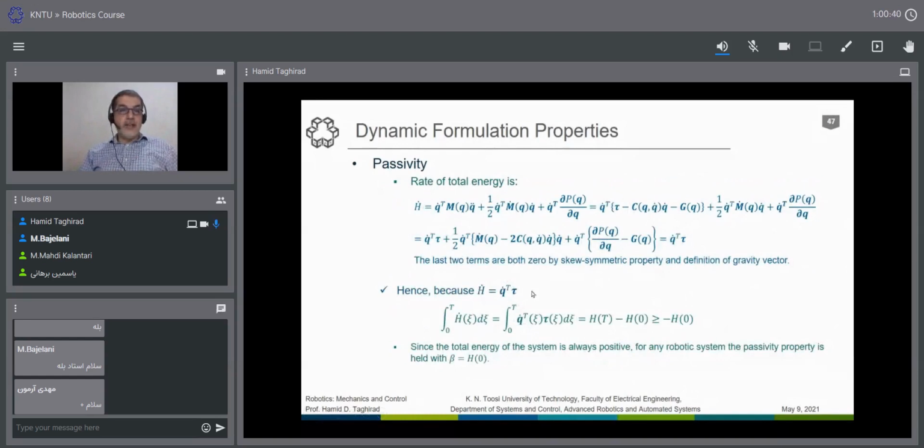Again, if I just remind you, we have 4 properties. The first property is the mass matrix. The mass matrix is positive definite and has lower and upper bounds. We have linearity in parameters, the adaptive form or linear regression form. We have the skew symmetricity property for the Christoffel matrix, and then we have the passivity as you saw in here.